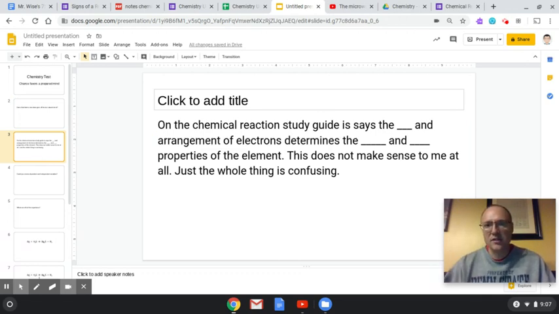On the chemical reaction study guide, it says the blank and the blank of electrons determines the blank and blank of the properties of the elements. So the number and arrangement of electrons. If you remember way back in October, we drew atoms, and it was based off of the periodic table and their electron arrangement. And the thing is that the outer energy level of electrons only ever contained up to 8 electrons. It's what we call the valence electrons.